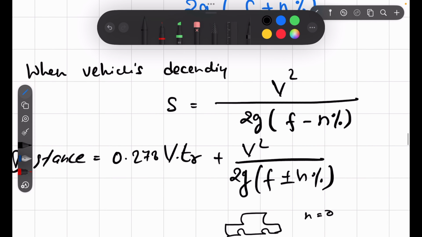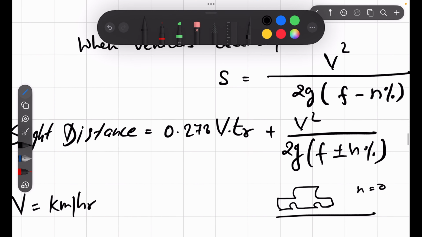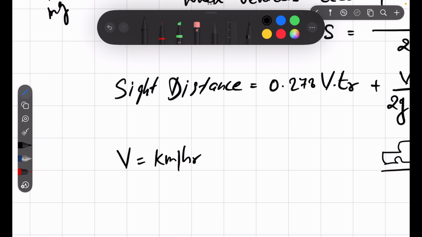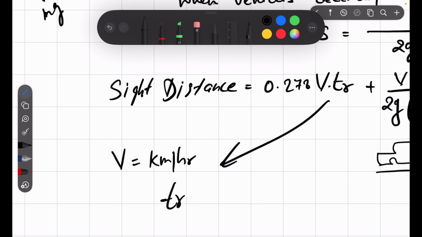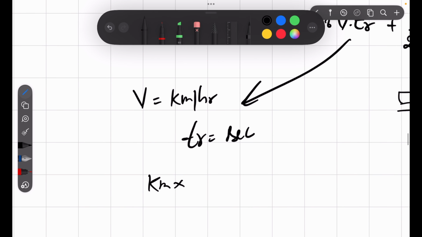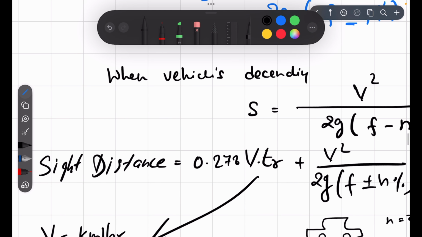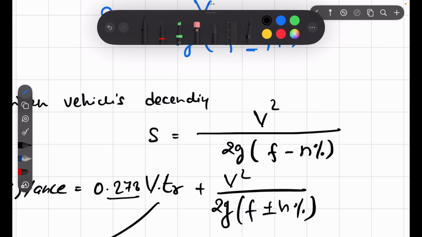Now here v is in kilometer per hour, right? So when I convert this v into meter per second, because in this expression tr is in seconds, I convert kilometer into meter by multiplying by 1000, and hour into second by dividing by 3600. So this will be meter per second. The factor comes out to be 0.278, which is 1000 divided by 3600. Here v was in kilometer per hour, so in the second term I will again multiply it by 0.278 and square it.